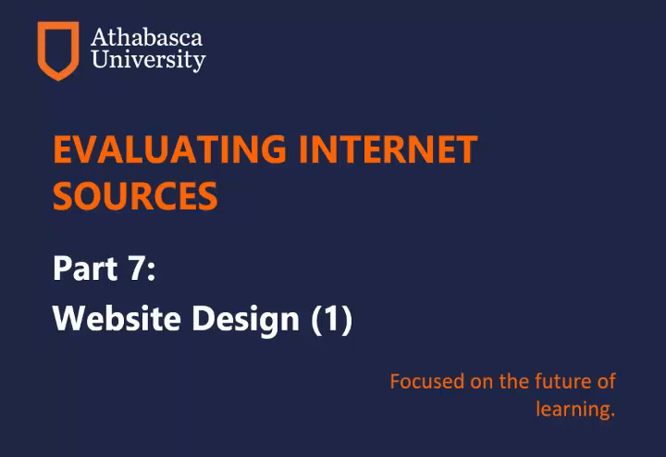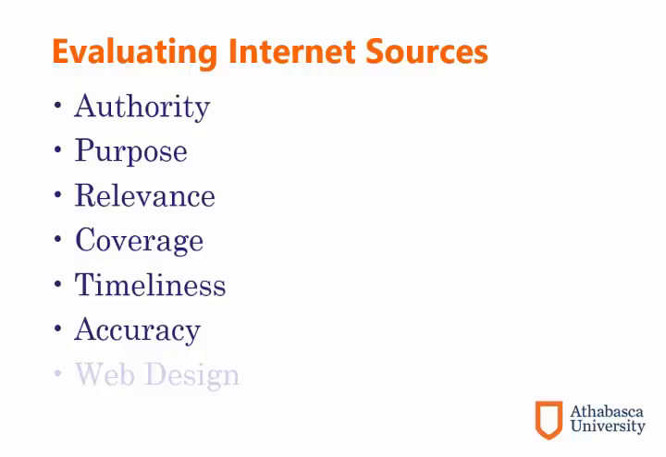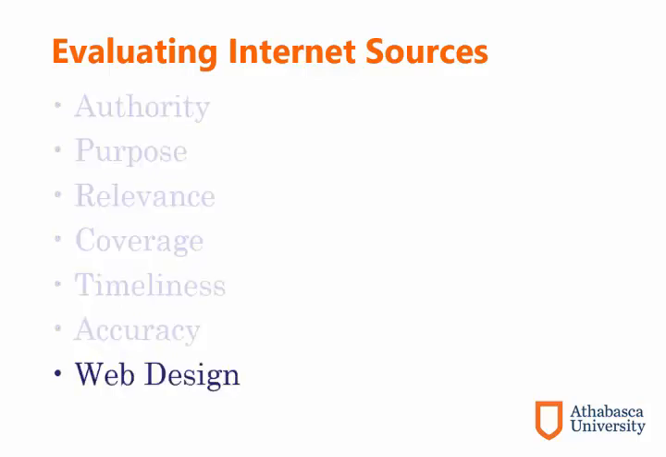Welcome to Part 7 of this video series on evaluating Internet sources. Parts 2 through 6 of this video series have focused on the authority, purpose, relevance, coverage, timeliness, and accuracy of online resources. This video and the next will focus on website design and will include an overview of all of the other evaluation criteria we have previously discussed in this video series.